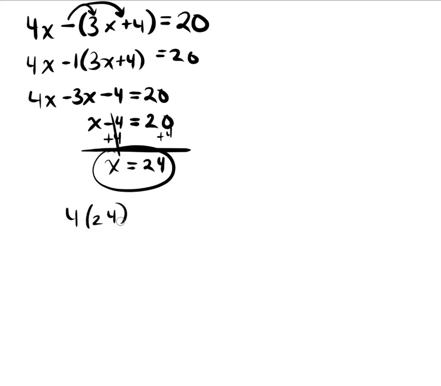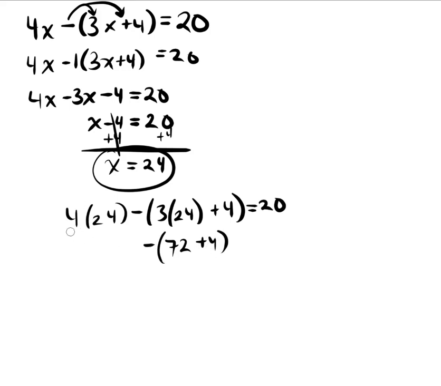I go 4 times 24 minus 3 times 24 plus 4 is equal to 20. And this, I would actually just do this side. I wouldn't type this into the calculator. I would just do this side and see what it equals. And the 3 times 24 gives you 72.